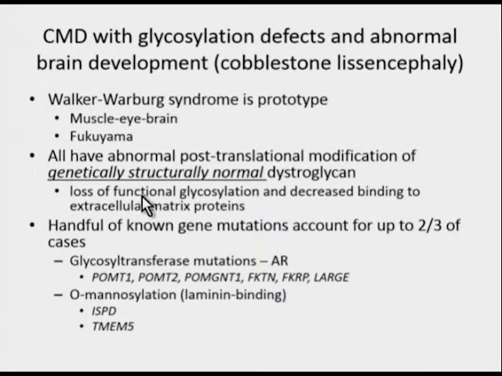But because there is not a functional glycosylation of the protein, there is decreased binding to the extracellular matrix proteins, leading to a myopathy and also abnormal brain development. A handful of known gene mutations account for the majority of these. For the glycosyl transferase mutations, these are autosomal recessive and include these disorders here. And the O-mannosylation disorders are the laminin binding protein disorders, which include these disorders here.